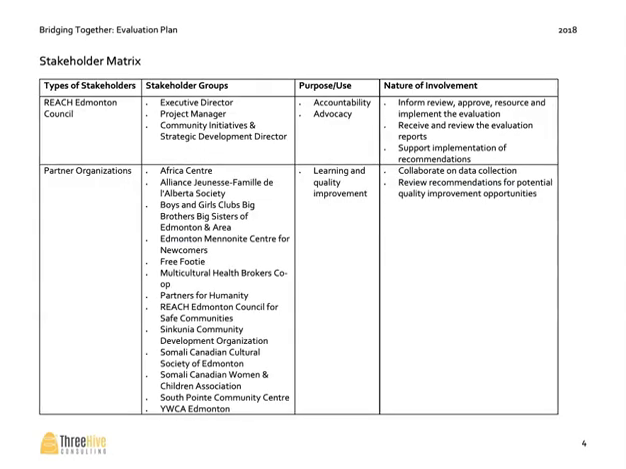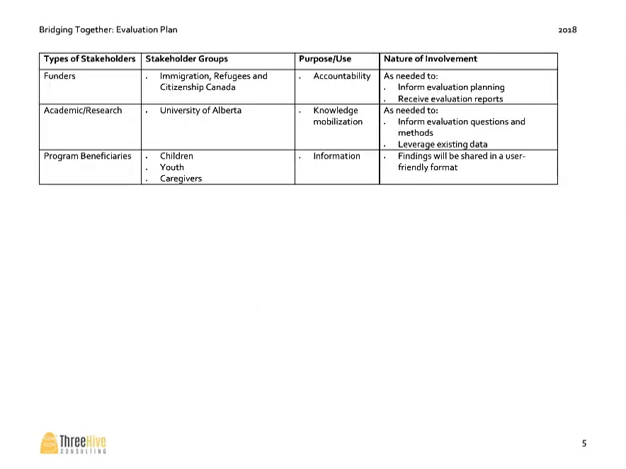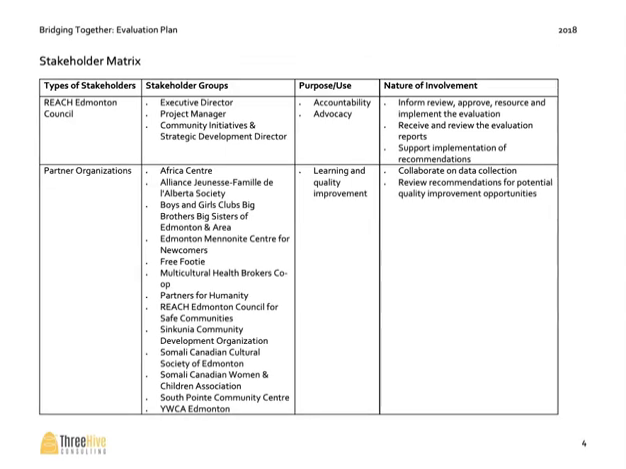The stakeholder matrix was important for us to include here because we needed to know who we were serving and what their involvement in the evaluation would be. So this matrix takes up 2 pages. We begin with Reach Edmonton Council itself and describing who within Reach we are serving, what their purpose and use might be. So we've said in this evaluation plan that for Reach, the purpose of doing evaluation is accountability as well as advocacy.